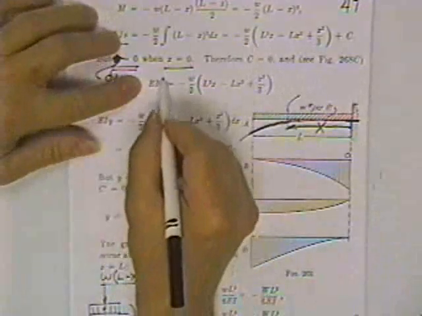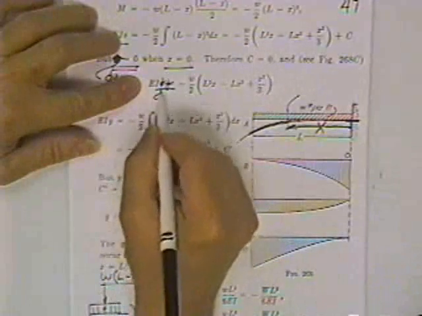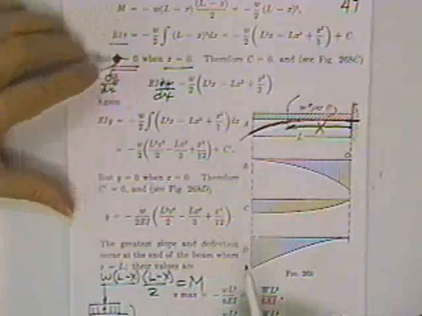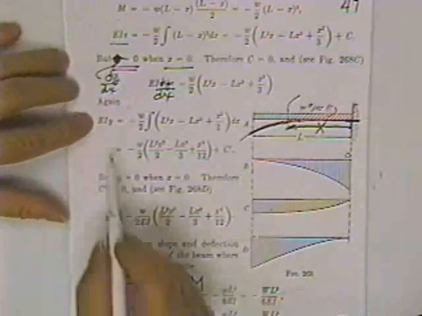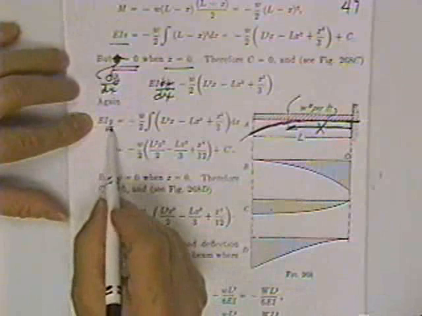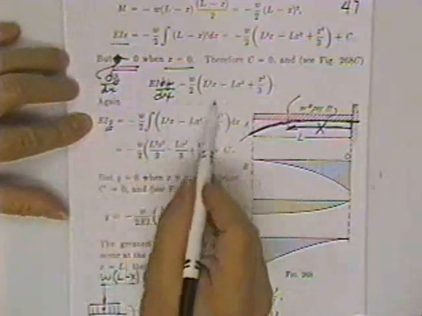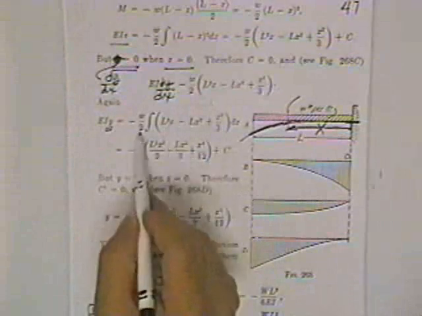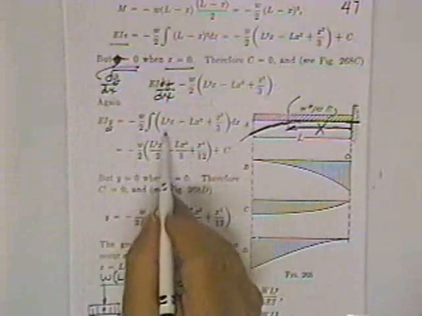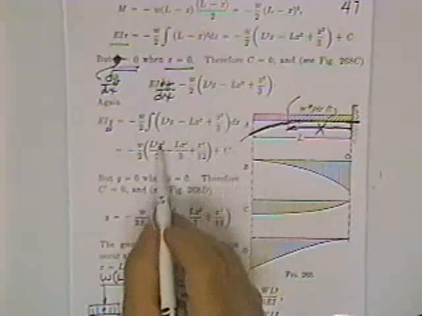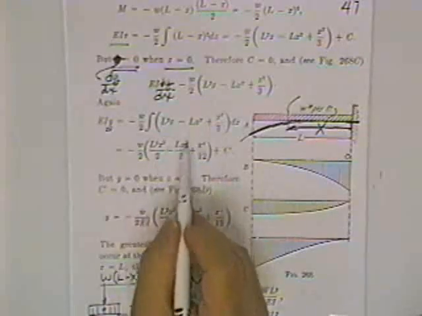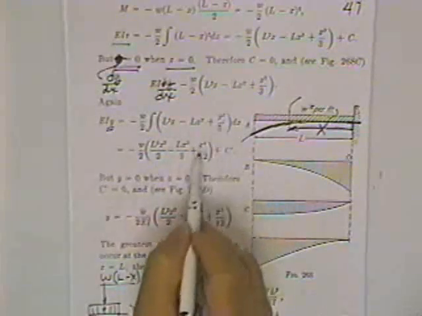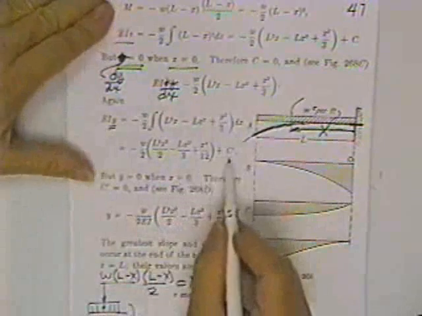So EI times dy dx. This is an equation for the slope of the beam at all points. Now you can find the deflection of the beam by integrating the slope. So he brings the W over 2 constant out. He integrates L squared x minus this stuff. So here x goes to a 2 power, x goes to a 3 power, x goes to a 4 power. That makes sense. Plus he picks up another constant.